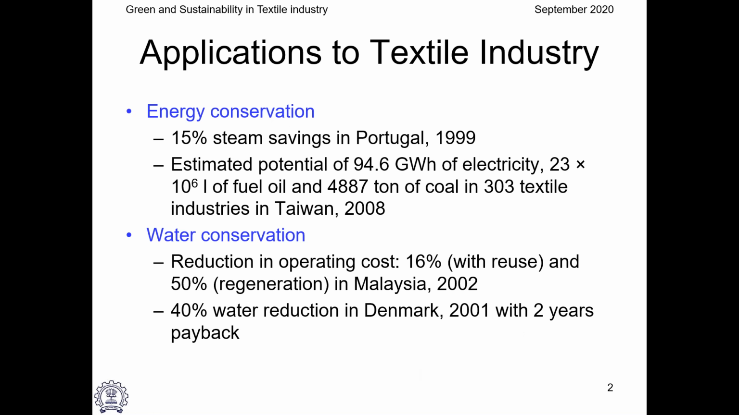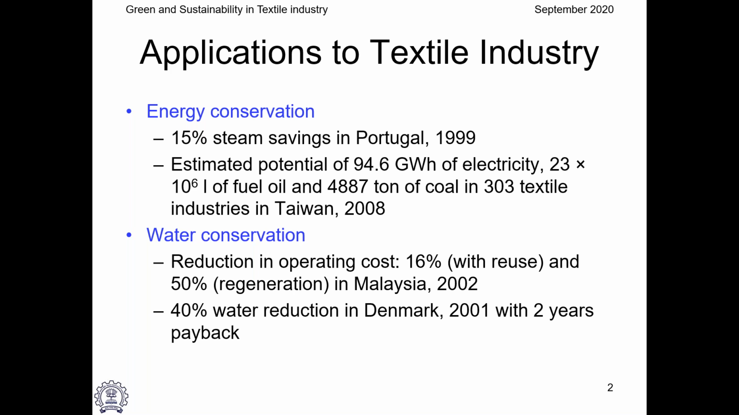Now let's see what final results have been reported in the literature from applications of pinch analysis. In 1999, a study in Portugal reported 15% steam savings through pinch analysis. And in 2008, a study was conducted on 303 textile industries in Taiwan, and they estimated a significant potential of energy conservation: 95 gigawatt hours of electricity, 23 million liters of fuel oil, and roughly 5,000 tons of coal. These are annual energy conservation potentials that they have estimated.